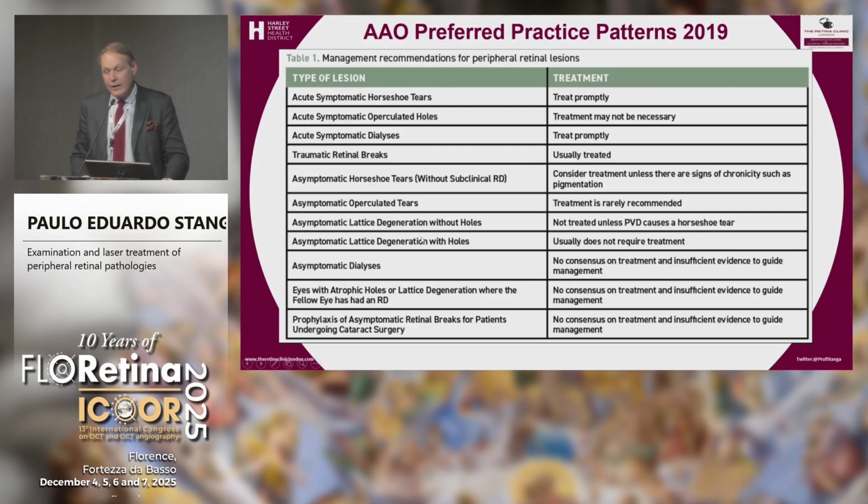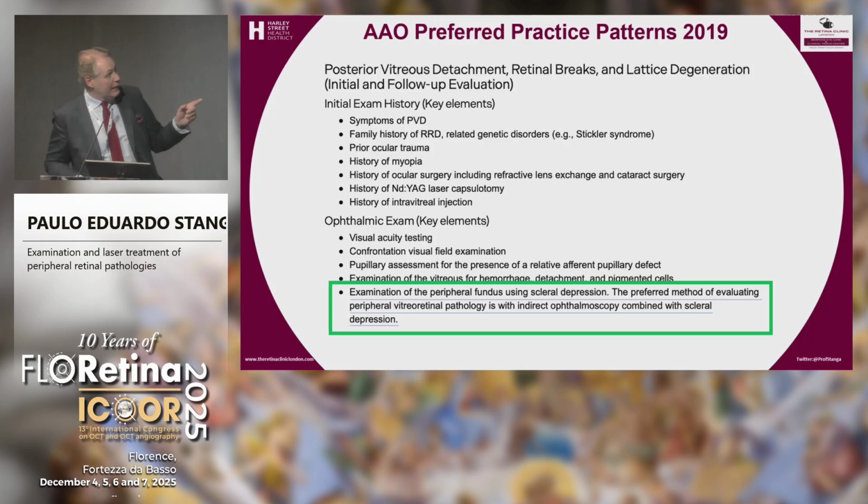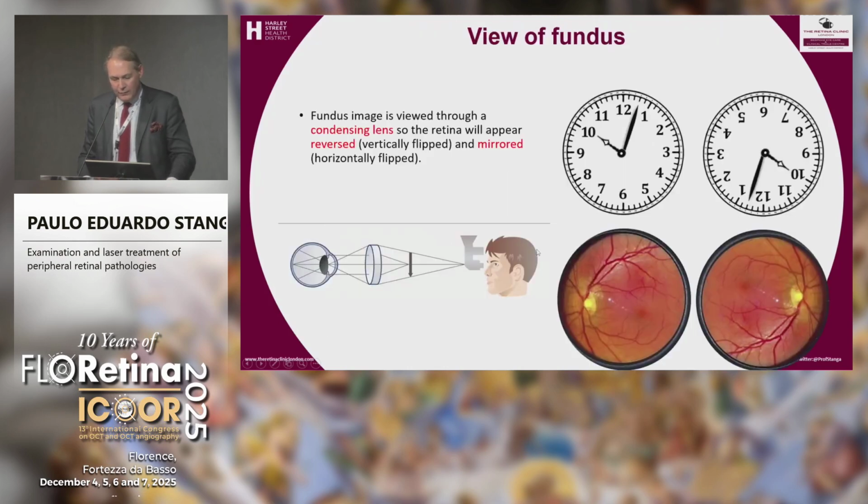Now, I want to draw your attention to this. These are the AAO preferred practice patterns, but bear in mind that these are from 2019, and we are almost in 2026. So we can discuss this later. But in the preferred practice patterns, look at this, examination of peripheral fundus using scleral depression. This is part of the key elements. And this is the preferred method of evaluating peripheral vitreoretinal pathology. And as you can see, it's there.